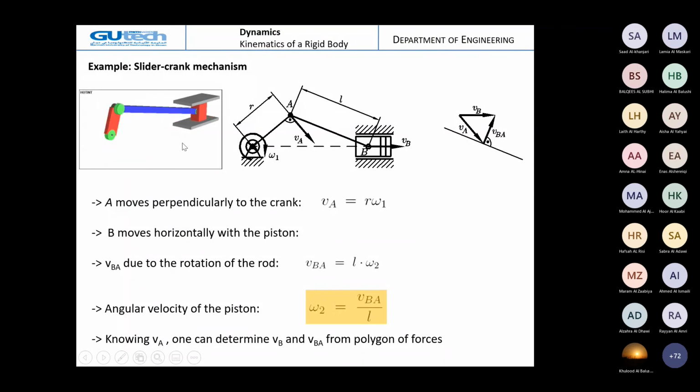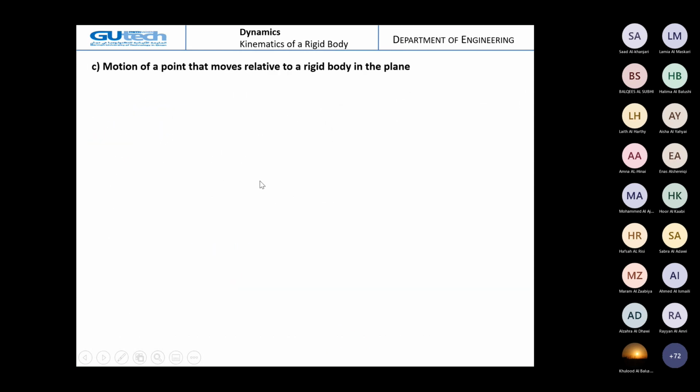Okay, then I said the left part here is rotating with omega 1, and this part here is rotating with another velocity, let's call it omega 2. Now we have this piston, sliding only horizontally. That means it moves only in this direction. Now, coming back to get the instantaneous center of rotation.